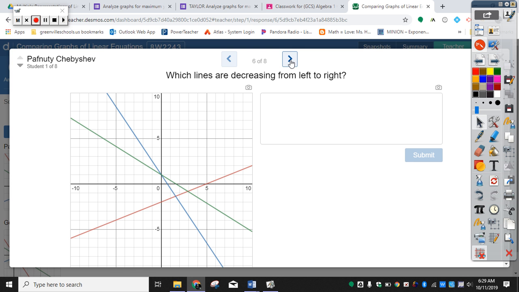Next question asked, which lines are decreasing from left to right? Well, it's the other two, the blue and the green line. If you start on the left and you move to the right, we have a decrease, downhill, downward traveling.